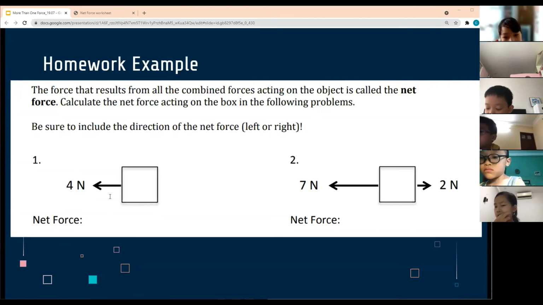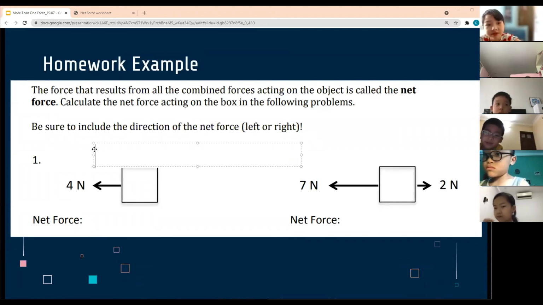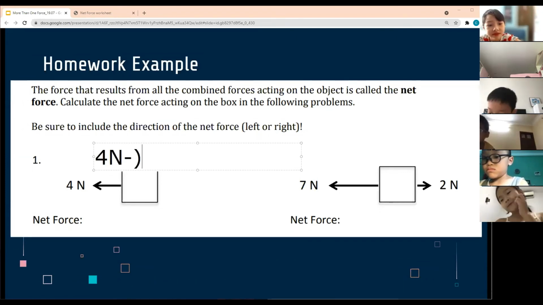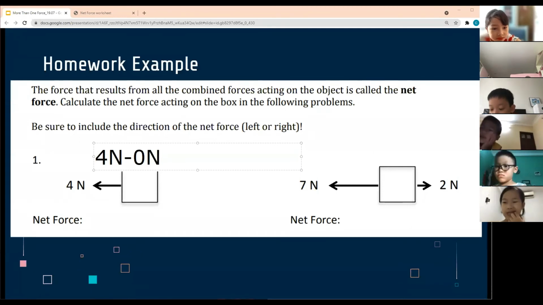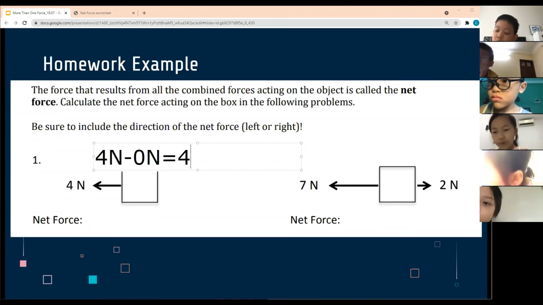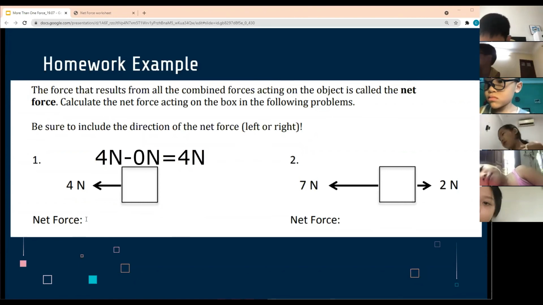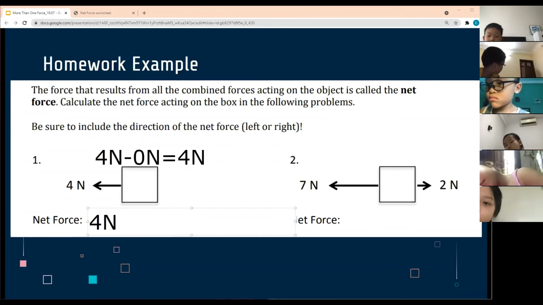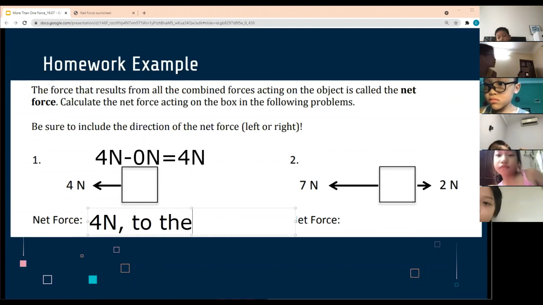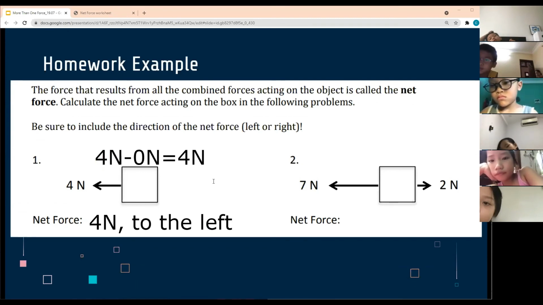So because there's no other forces, we only have to do 4 minus 0. What is 4N minus 0? Daisy, what is 4 minus 0? 4N. Very good. So our answer will be 4N. And you said to the left, so I will write to the left. There you go. That's all the answer is. That is the net force.